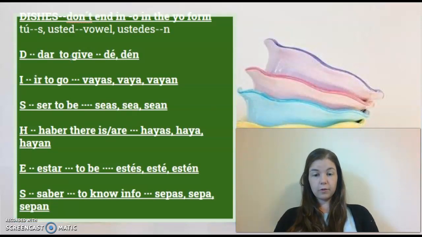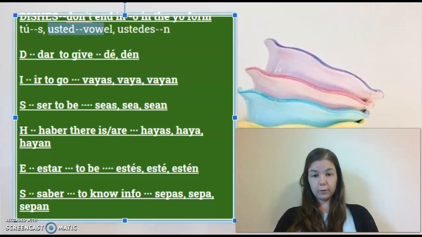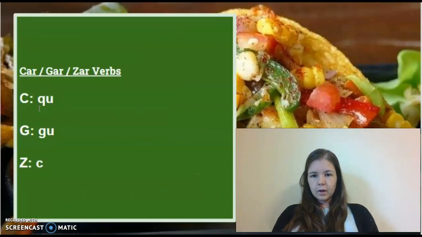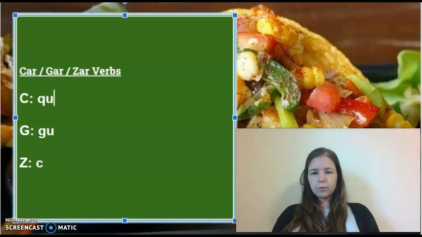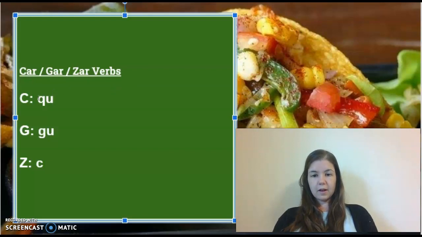So really, if you have your tú notes and just want to mark down that you get rid of the S for usted and you change the S to an N for ustedes, that would be by far the easiest way to learn these. We also did with the tú ones, car gar zar verbs. So, you take the yo, drop the O, and add the opposite ending. You're adding in an E with all of these, which changes it to be a different sound. So you'd still have to change the C's to QU, G to GU, and Z to C.